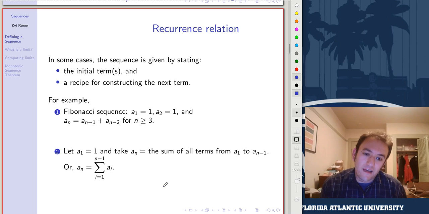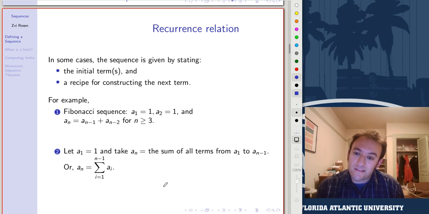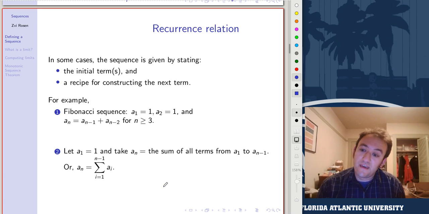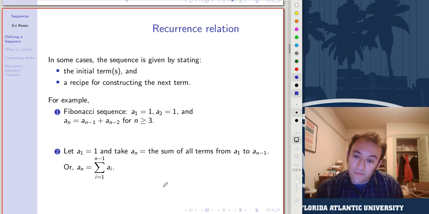Okay. Another way to define a sequence is using a recurrence relation. And what that means is that the sequence is given by stating the initial terms, maybe just the first or maybe multiple initial terms, and then a recipe for constructing the next term. For example, the Fibonacci sequence, this is a famous sequence. We start with a1 equals 1 and a2 equals 1. And then an equals an minus 1 plus an minus 2 for n greater than or equal to 3.